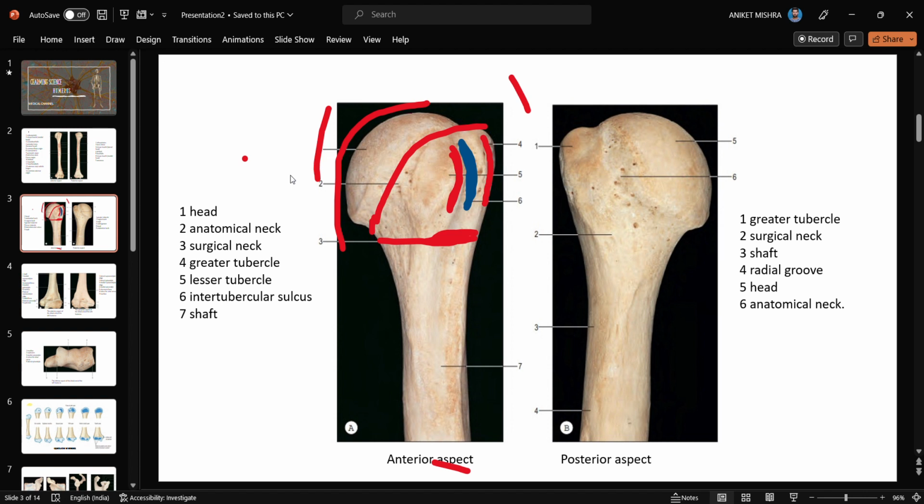The sulcus has a medial and lateral lip, so it's a groove-like structure. It has a medial lip which lies toward the medial side of the bone, and the lateral lip which lies toward the greater tubercle.